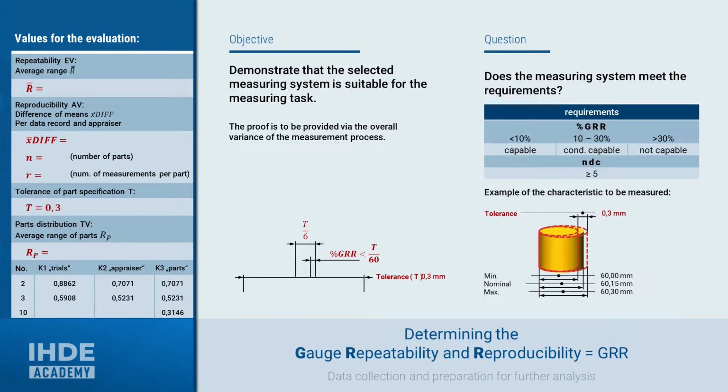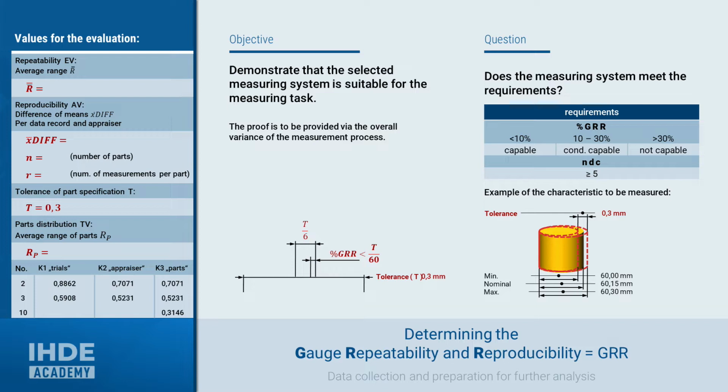The proof of capability should be based on the overall variance of the measurement process. The parameter that has to be determined for this is to be abbreviated as %GRR. GRR stands for gauge repeatability and reproducibility. This characteristic value should be below 10% for a capable measuring system.